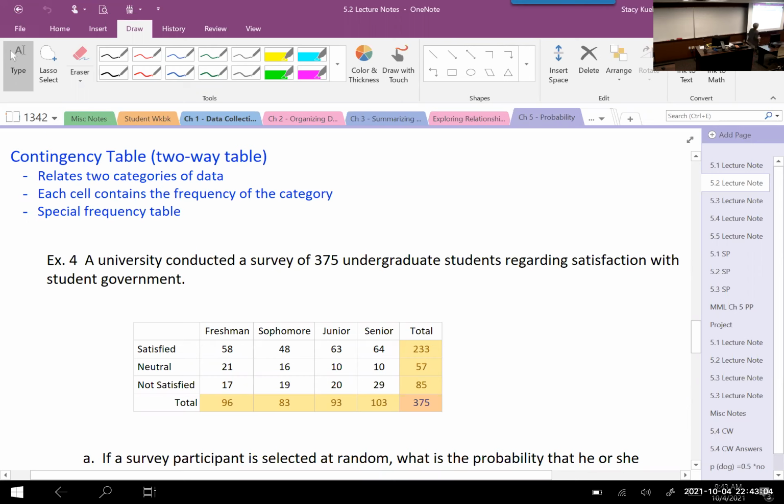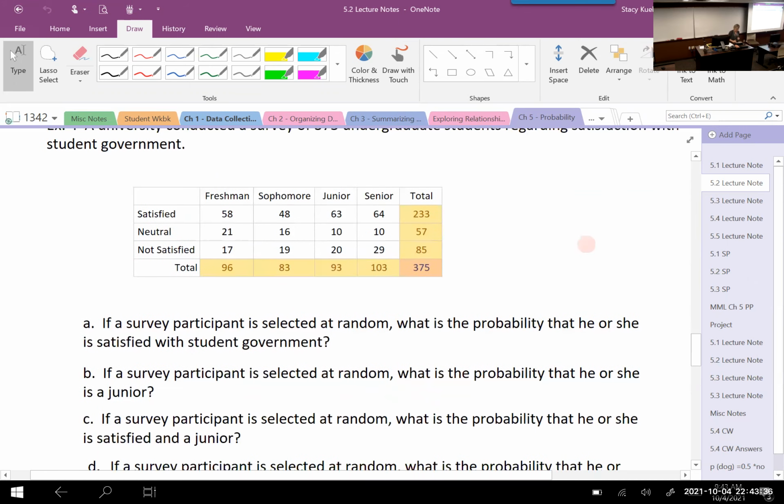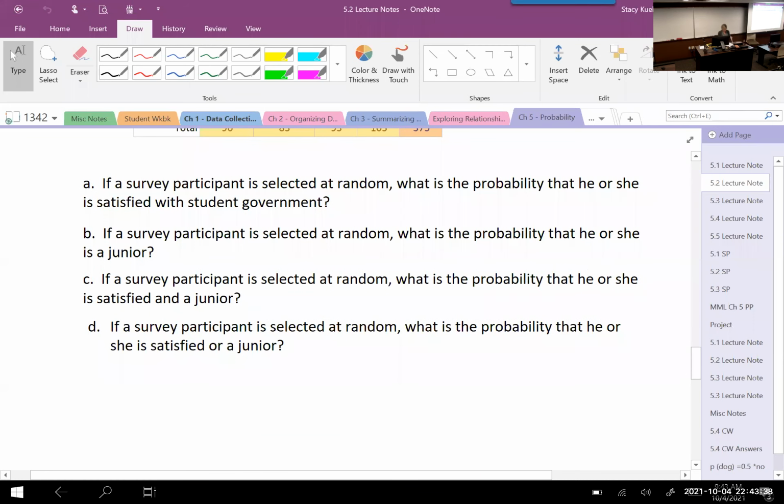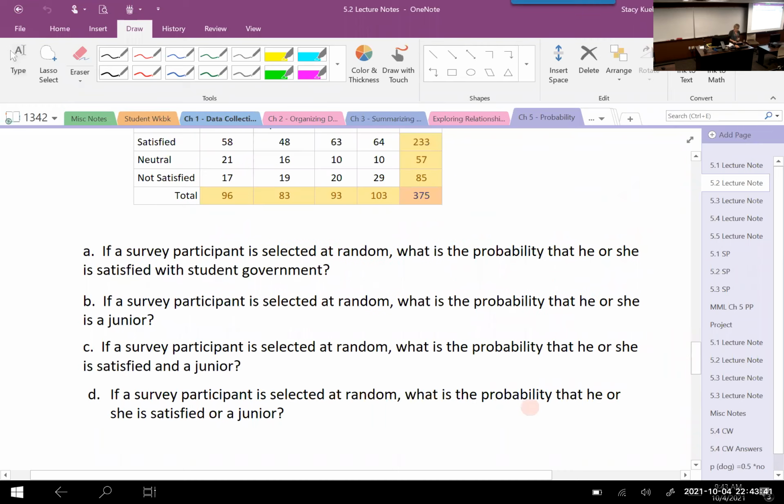And this one particular cell down here in the very bottom right-hand corner would be the total of either the column or the row. If you added up the total row, it would equal 375. If you added up the total column, it would equal 375. And from this, it's a special way for us to talk about probability, because we can talk about their relative frequency. Here I have some examples that we want to look at.